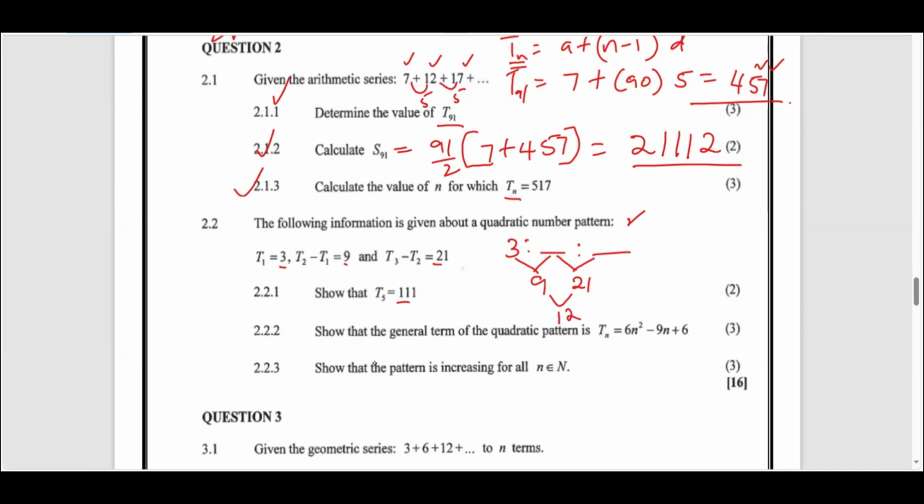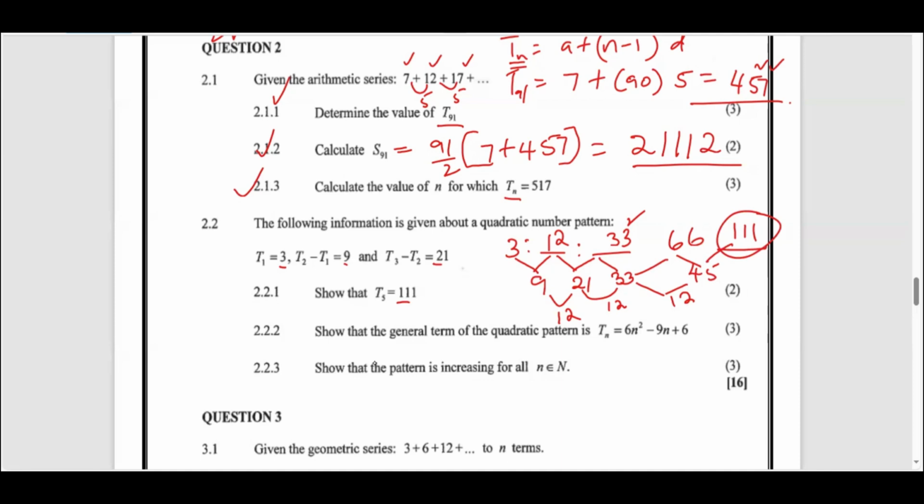So we know that 3 plus 9 is going to be 12. 12 and 21, that's going to be 33. Plus 12, which is going to be 45. And 33 plus 33, we're going to end up with 66. 66 plus 45, you'll have your 111. All right, so that is how we would have shown that.